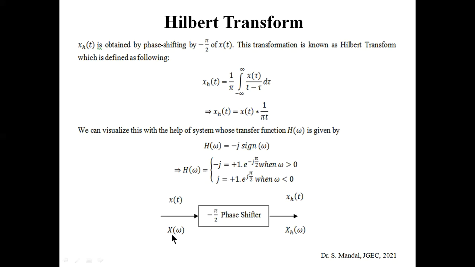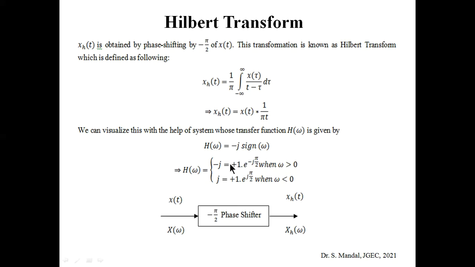If we consider the frequency domain, that means if the input to the minus π/2 phase shifter is X(ω), then we get Xh(ω). So Xh(ω) divided by X(ω) is nothing but the transfer function. So Xh(ω)/X(ω) equals H(ω), and H(ω) can be written as minus j into sgn(ω). Now minus j can be written, using trigonometry, as plus 1 into e to the power minus jπ/2, and here plus 1 into e to the power jπ/2.